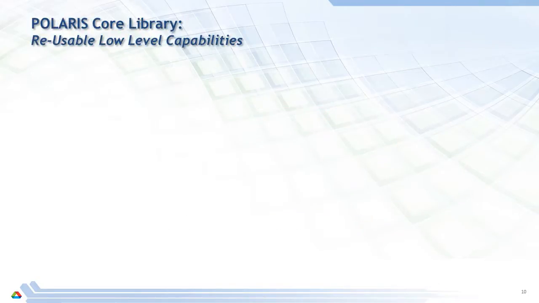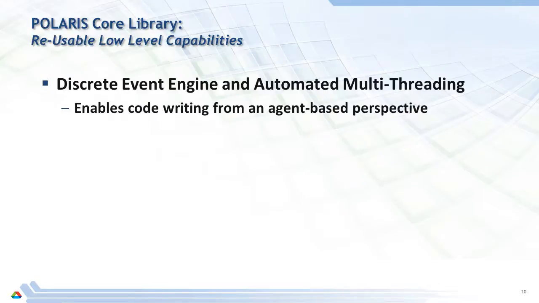The core libraries of Polaris handle much of the low-level functionality required for the development of high-performance agent-based simulations. The core libraries form the foundation for all other Polaris libraries and applications. Some of the key features are a discrete event engine, which enables models to be written from an agent-based perspective. The engine allows the developer to specify agent actions and action timings and automatically handles the scheduling and execution in a multi-threaded manner.